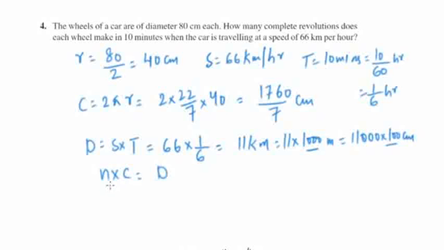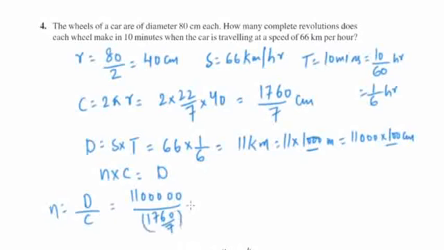So let's say n is the number of revolution and circumference is basically 1 revolution. So number of revolution multiplied by circumference will give us the total distance traveled by the car. So from here we will get the number of revolution, that is distance traveled by the car divided by circumference. So the distance traveled by the car is this divided by the circumference, which is 1760 divided by 7. So on solving this, we will get the number of revolution as 4375.